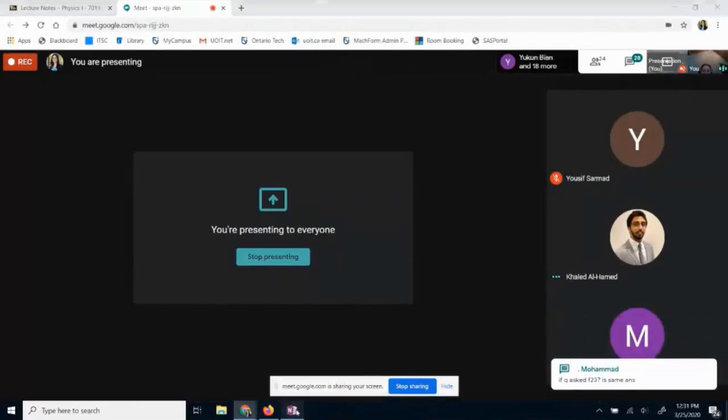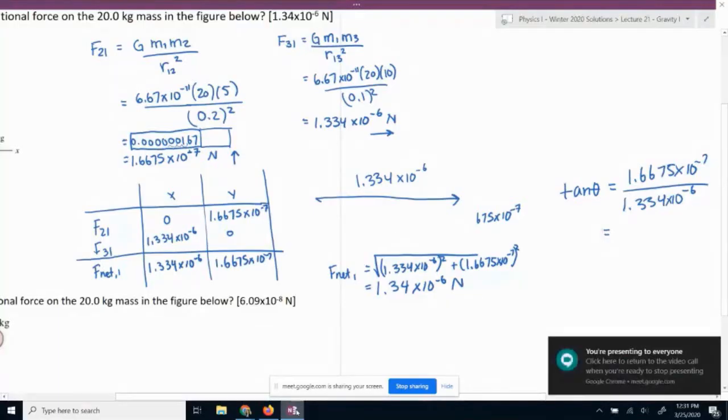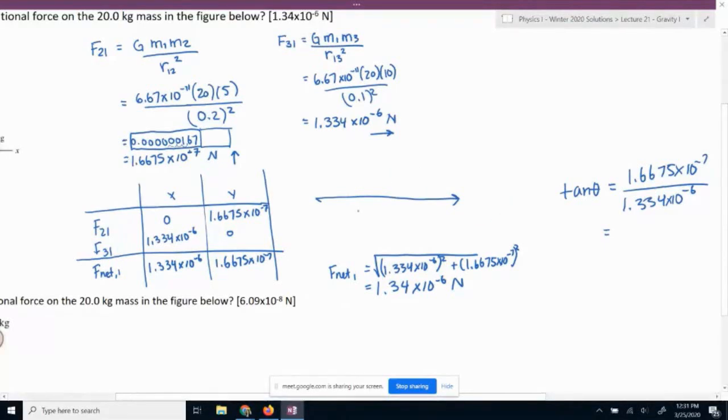Okay. So yes, Khaled was right. I don't know why I made it point down. It should be pointing upwards. So let me move that. The x component is positive, so it's going to the right. And the y component is positive, so it's going up. And so the hypotenuse would still be the same value.